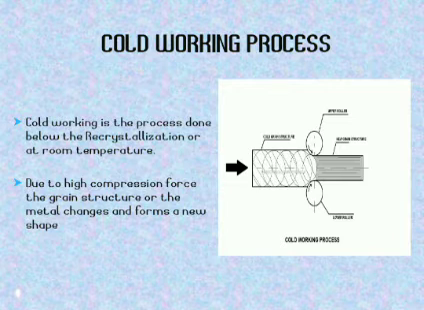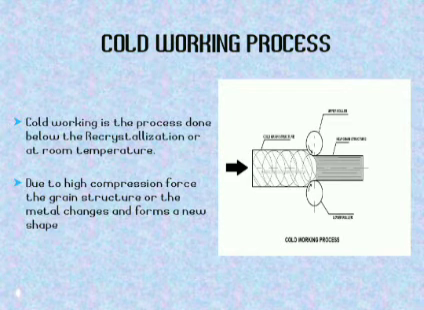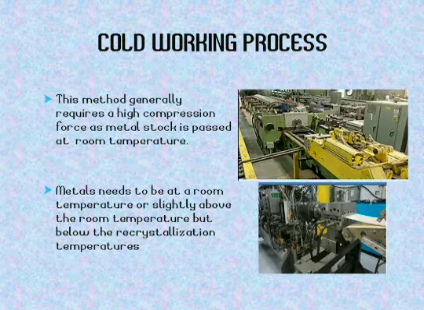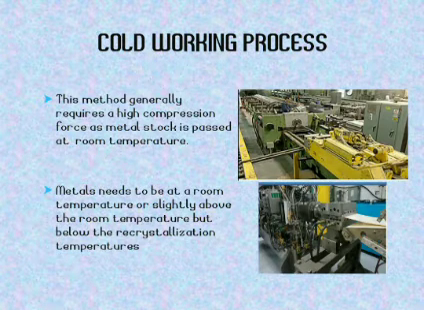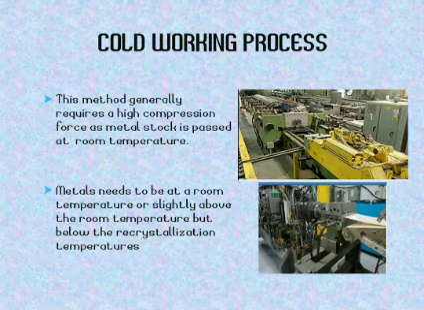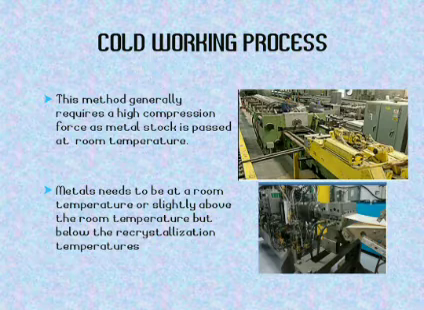Cold working process. Cold working is a process done below the recrystallization temperature or at room temperature, and due to high compression force, the grain structure of the metal changes and forms a new shape. This method generally requires a high compression force as the metal stock is passed at room temperature. Metals need to be at room temperature or slightly above, but below the recrystallization temperature.